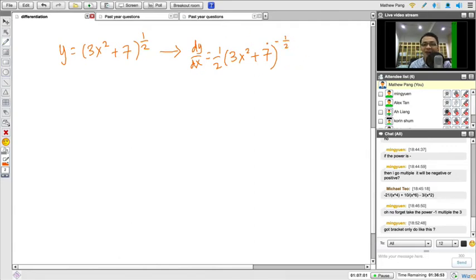Alright, after you've done this part, please do not forget to differentiate inside. Imagine you differentiate 3x squared plus 7, you will get 6x. This is power 1, this is power 1, right? So you can multiply. Never multiply 1 over 2 into the bracket to become 3 over 2 x squared plus 7 over 2. This is so wrong, okay? You multiply 1 over 2 with 6x, you get 3x. This is power negative, right? Whenever power is negative, it means 1 over the whole thing. So I will get 3x over the square root of 3x squared plus 7, since power 1 over 2 means square root. This is my answer. Alright, so far okay?